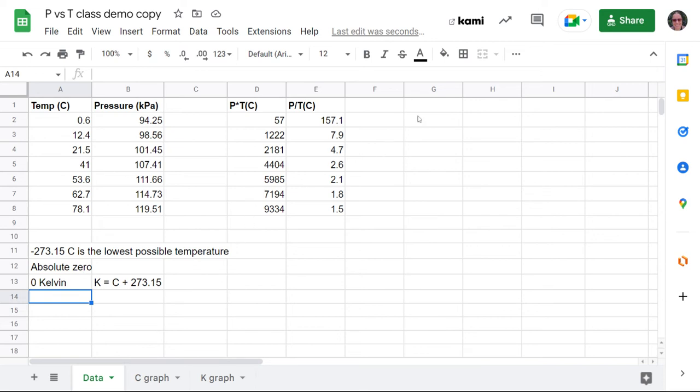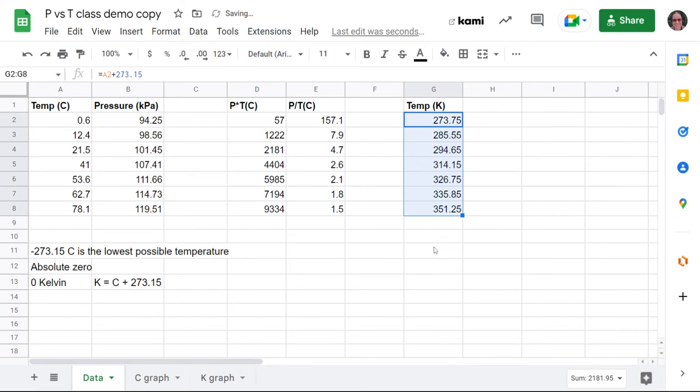And now we can do a little bit of investigation here. I can make a new column, and I'm going to call it temperature in Kelvin. And to do my math here, I'm going to do equal sign to do math, and click on the temperature in Celsius. And I'm going to convert it to Kelvin, like I said below, by adding 273.15. And then I will click back and drag to convert all of my temperatures to Kelvin.